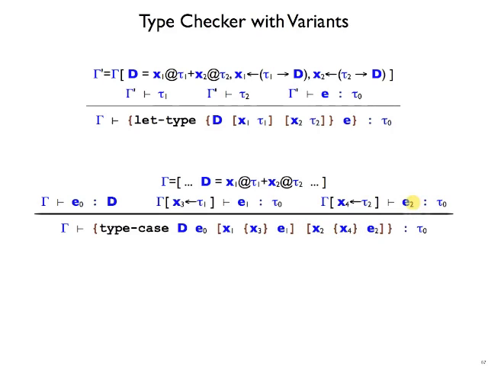Type check E2 in the environment where x4 has type tau2, and we also, in this case, have to get tau0. That is, both cases of the dispatch have to return the same result, just like both branches of a conditional have to return the same result type, and then that is the overall type for type case.